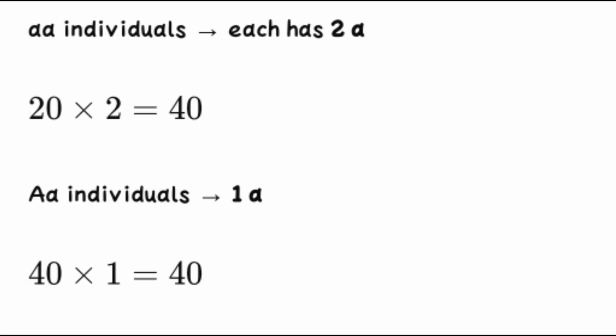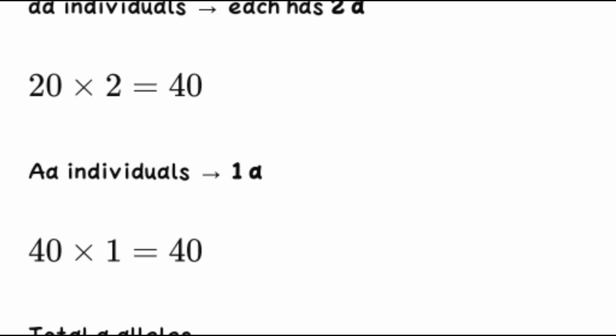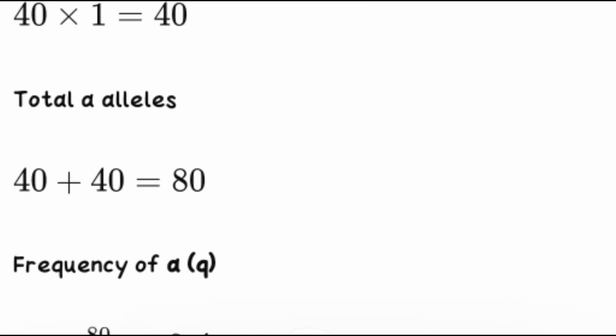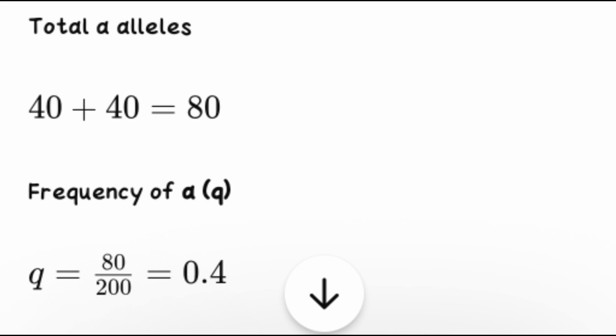Now let's calculate the small a, that is the recessive allele. For that we take the recessive individuals, and each has 2 alleles. So 20 into 2, that comes out to be 40. For the heterozygous individuals, we will multiply 1 into the recessive allele, which comes out to be 40 into 1, that is 40. So the total number of recessive small a alleles is 40 plus 40, that is 80. So we have to find the recessive allele frequency. For that we will write Q is equal to 80 upon the total number of alleles, that is 200, that comes out to be 0.4.